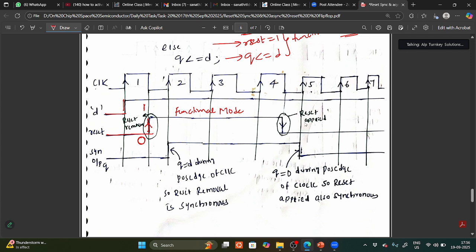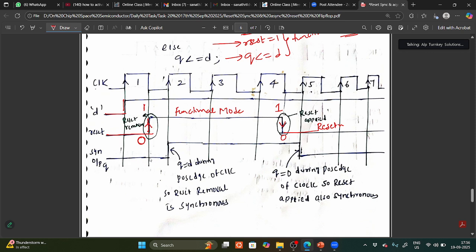After some period, again it goes to 0, and I am going into reset mode. So here reset is removed and functional mode starts, and here reset is applied.